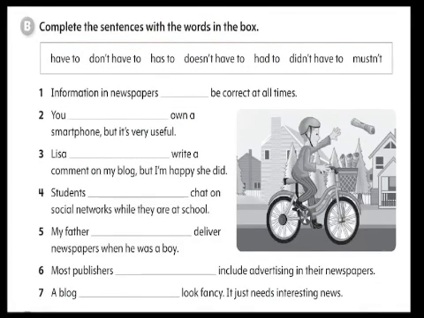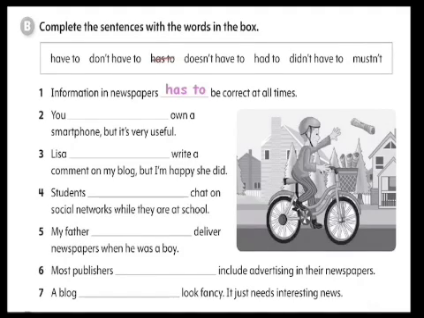Complete the sentences with the words in the box. Let's read the box first: have to, don't have to, has to, doesn't have to, had to, didn't have to, and mustn't. Number 1. Information in newspapers has to be correct at all times. They need to be correct, so it has to be correct. And I use has, not have, because information is considered singular.